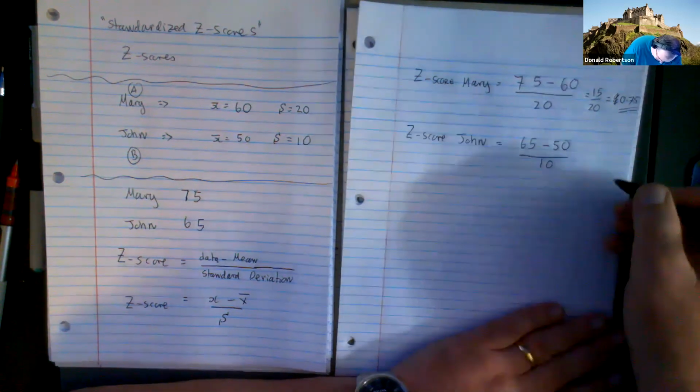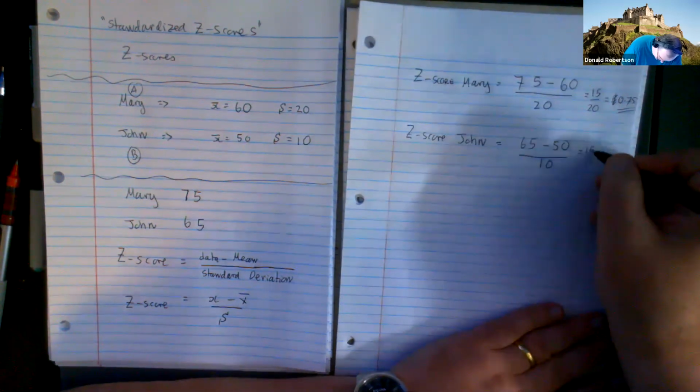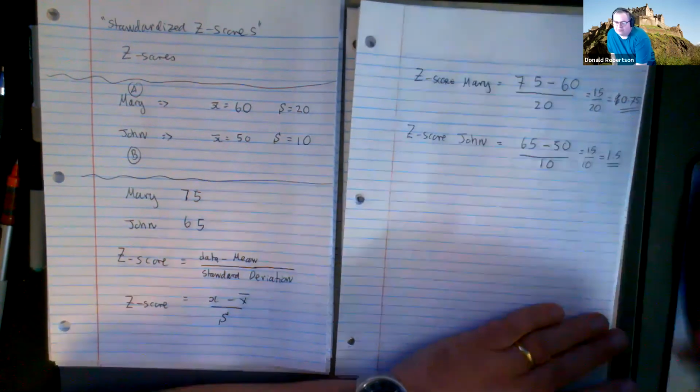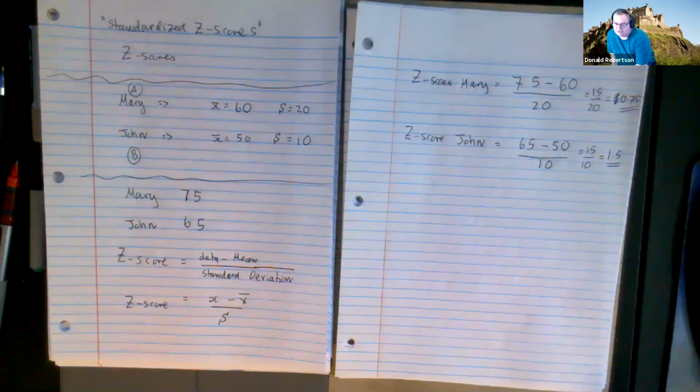The average was 50 and the standard deviation was 10. That's 15, but divided by 10, it's 1.5. So it is much more difficult to get a 65 in the class that John was in compared to the class that Mary was in.